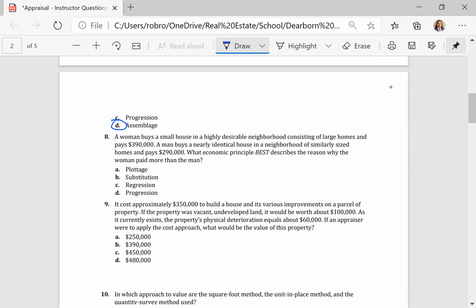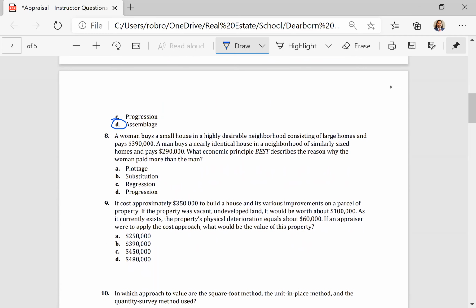Number 8, what do you like? Progression. D, progression, right? The woman's house benefits from being a smaller one alongside more prestigious ones.